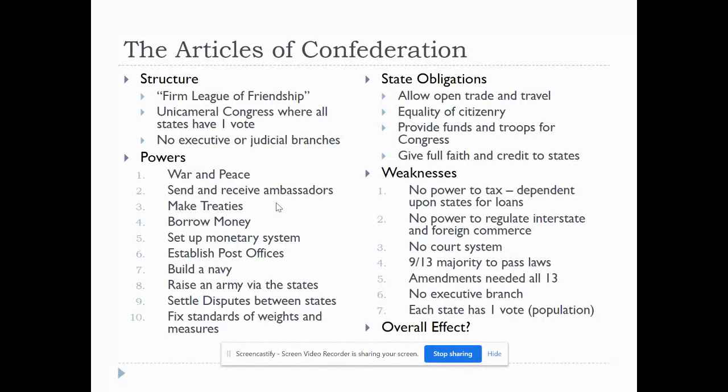They send and receive ambassadors. People like Jefferson and Adams are going to be sent by this Congress over to places like France and England in order to become diplomats. They make treaties with other countries, as I mentioned before, the Treaty of Paris. They borrow money. We borrow a truckload of money from the French and really kind of become indebted to the French government because of that, which is going to be an issue later on, especially under Napoleon. They set up monetary systems, which, again, needed to be done at the national level. They needed to have a money system that was set up specifically to take care of issues.